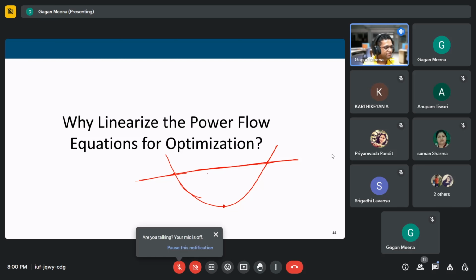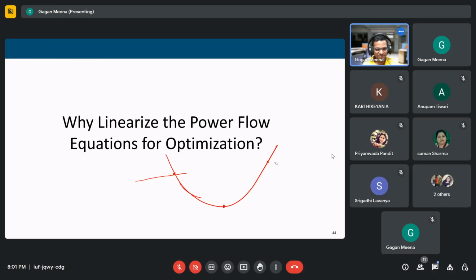For planning problems, we may wait for hours, we may wait even for 1 or 2 days. If we are planning for 10 years from now, we can wait for 1 or 2 days for the optimization problem to solve. But if we want to clear market, we cannot wait for 1 day. We have to do that within few minutes. So at that time, we have to linearize the system because our system is non-linear.